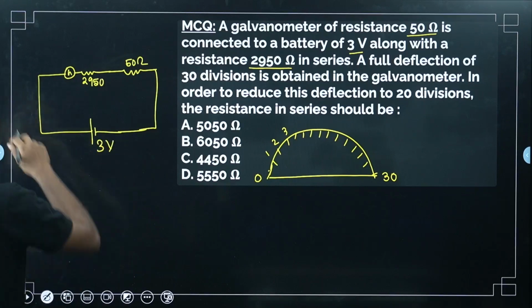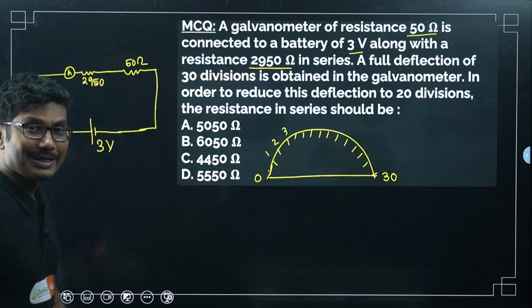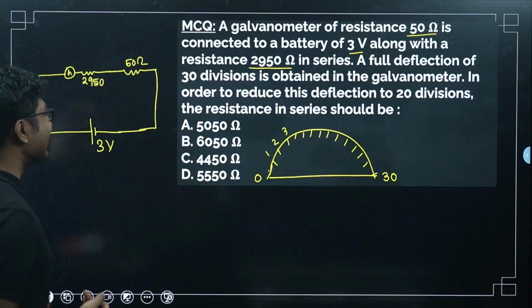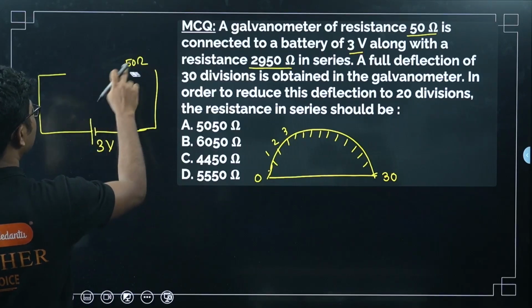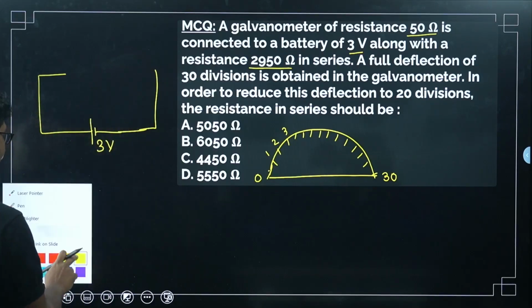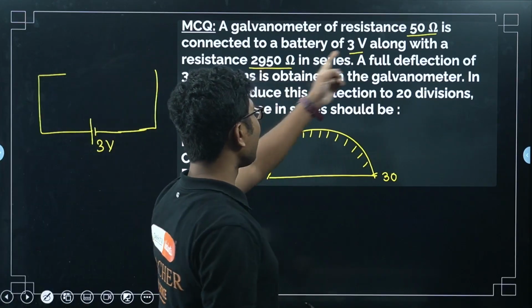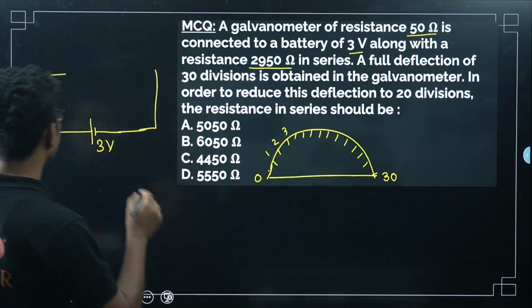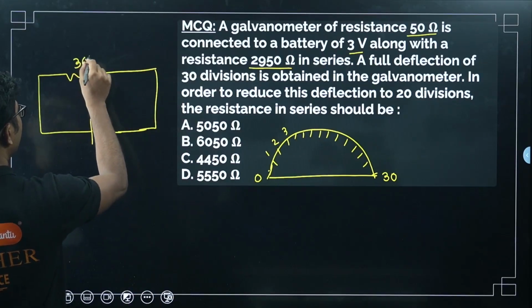So what is the equivalent resistance? To find the equivalent resistance, these two are connected in series or parallel? Series, right? So these two are connected in series. So what we have to do? We have to just simply add them. So 2950, the values are given such that if you add them, you will get a very good value. So 2950 plus 50 is 3000, right? So 3000 is the new equivalent resistance.